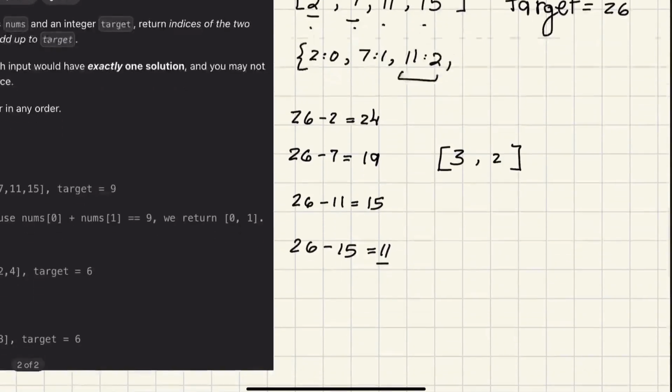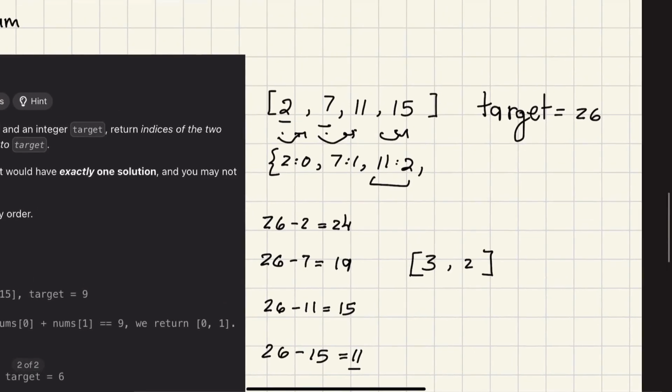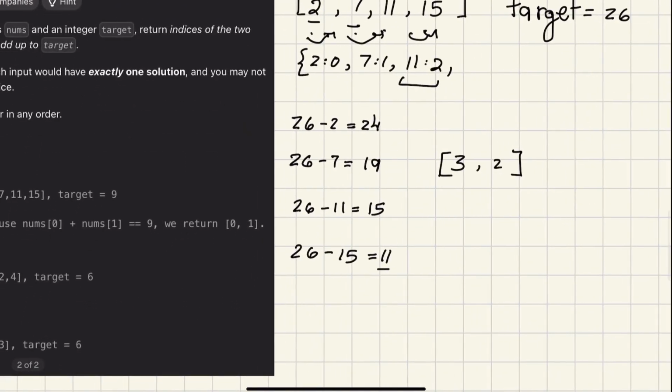And since we are going through the array only one time instead of once for every single number, and we are calling operations that are O(1) time complexity, this total algorithm would end up being O(n), which is much better than O(n squared).